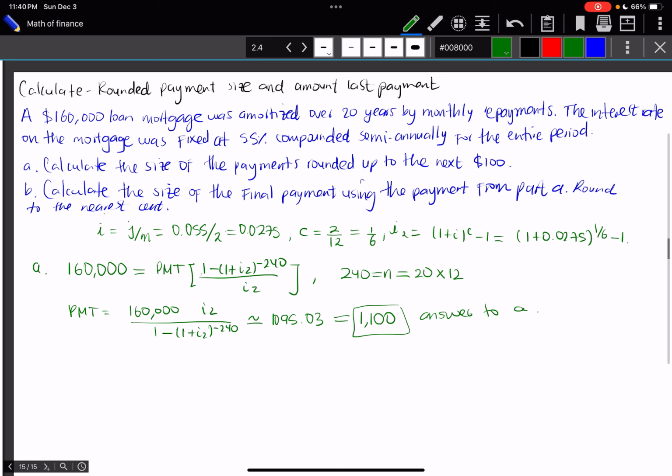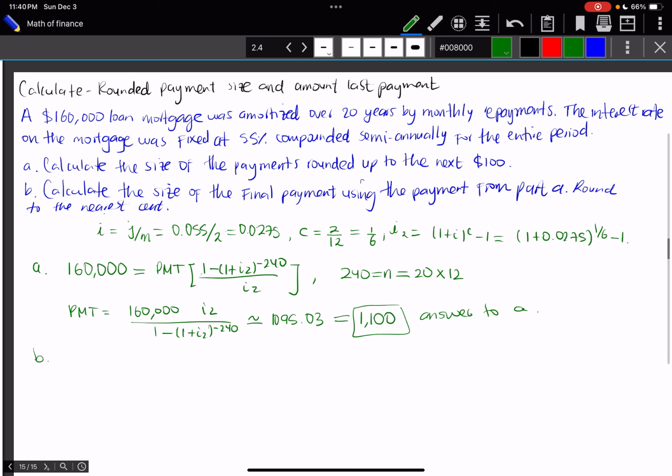We use the formula present value of the loan equals present value of the annuity, and then solve for the payment size. And we get about $1,100.